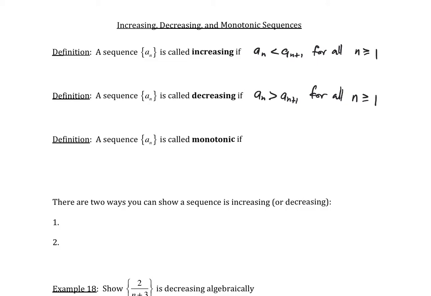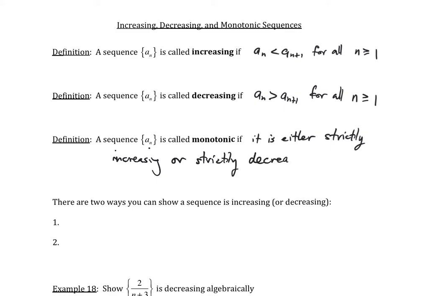And finally, a sequence is called monotonic if it is either strictly increasing or strictly decreasing. Okay, so I'm just going to highlight some of these terms to emphasize them. Increasing means the next guy is bigger. Decreasing means the next guy is smaller. And monotonic means it's either strictly increasing or strictly decreasing.